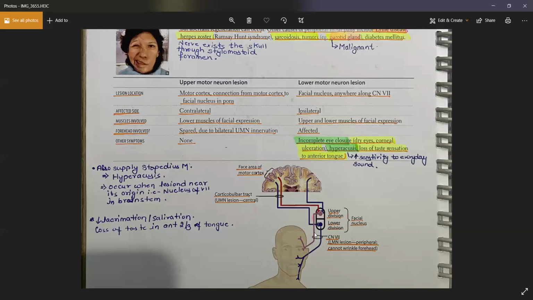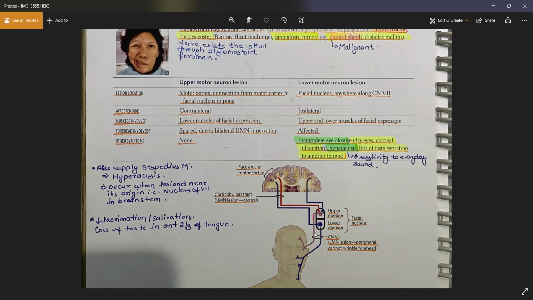And similarly, if you guys remember the pure motor stroke, when can you get that? Internal capsule, because of lenticulostriate vessels. And I told you it would be a contralateral region, involving all your lower limb, upper limb, as well as the face.